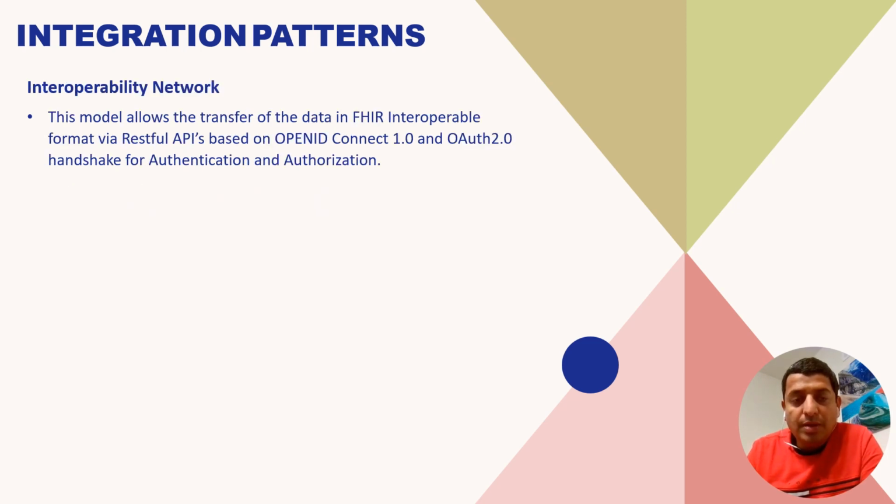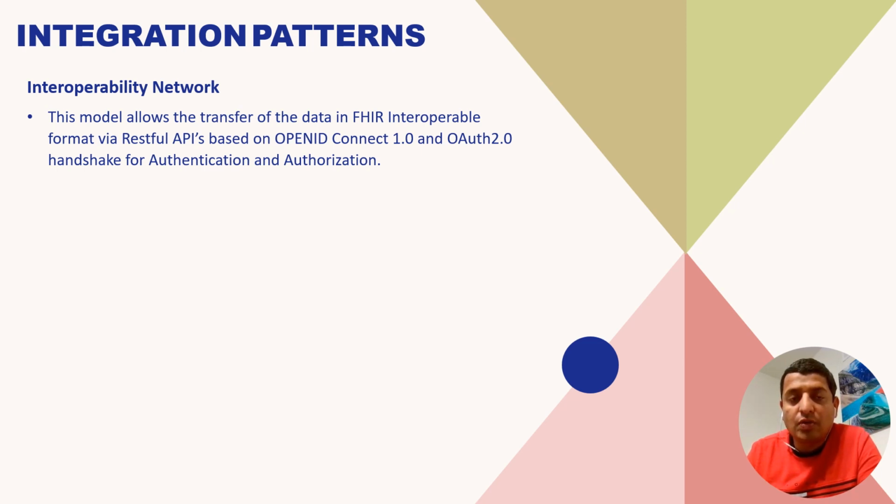An interoperability network is the model that allows the transfer of data in FHIR interoperable format via RESTful APIs based on OpenID Connect 1.0 and OAuth 2.0 handshake for authentication and authorization. So these are some of the integration patterns.